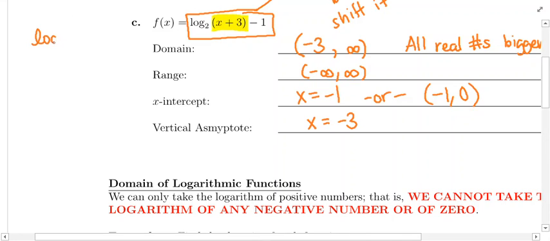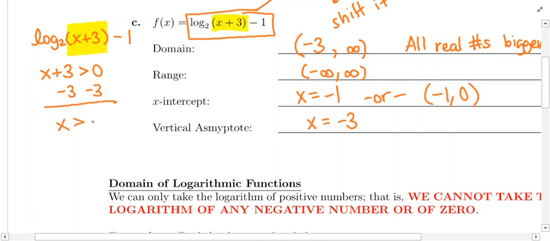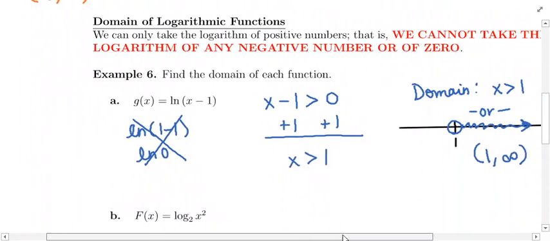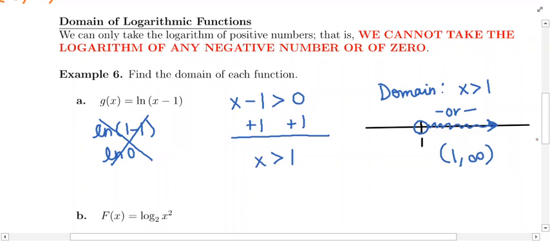Let me write down the function. You've got log base 2 of x plus 3 minus 1. You're taking the logarithm of x plus 3. You're going to take that quantity, set it greater than 0, and solve. So you get the same thing, that your x values have to be bigger than -3. The -1 is irrelevant, log base 2 is irrelevant. Your x values here have to be strictly bigger than -3. So that's how you can find the domain of a logarithmic function from its formula.